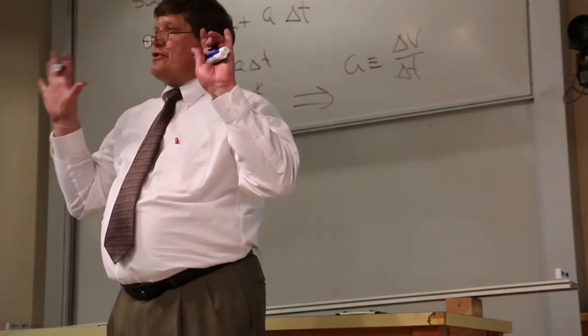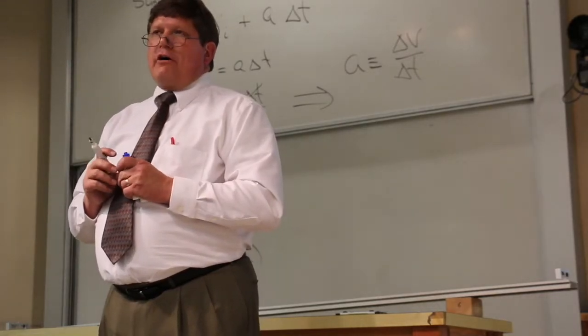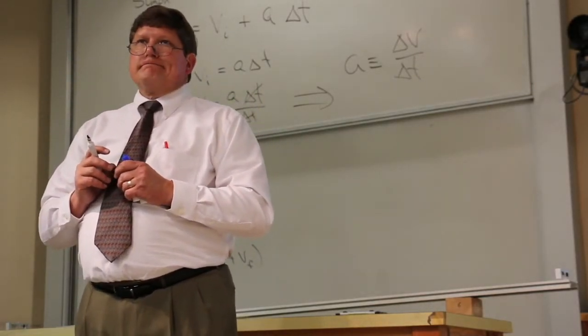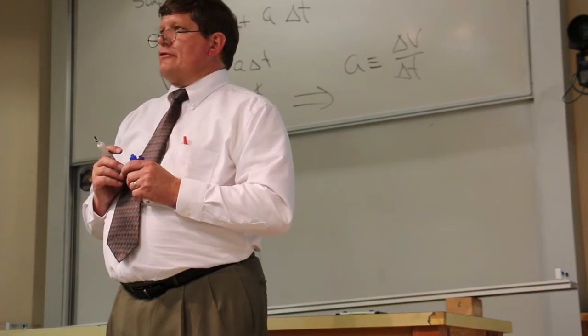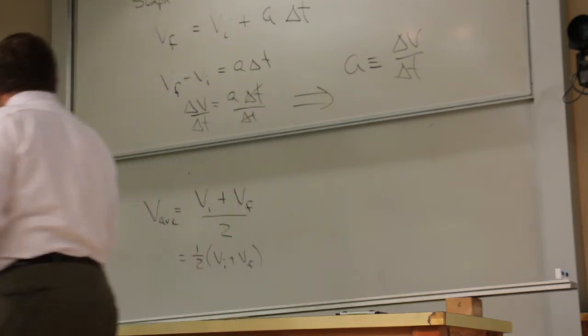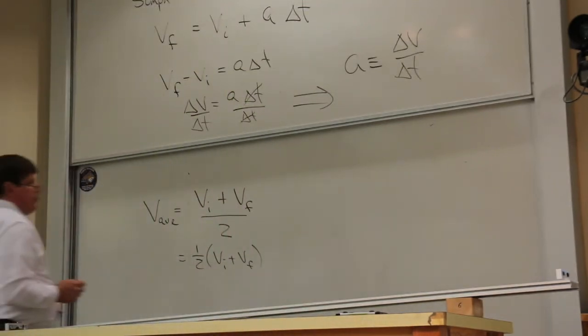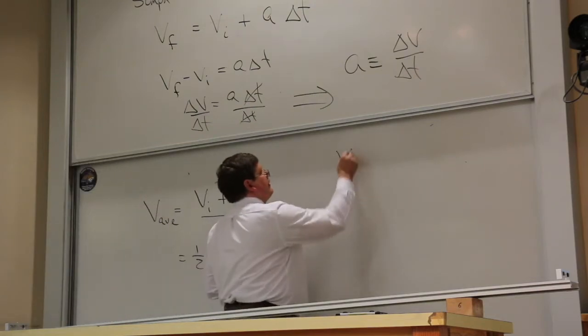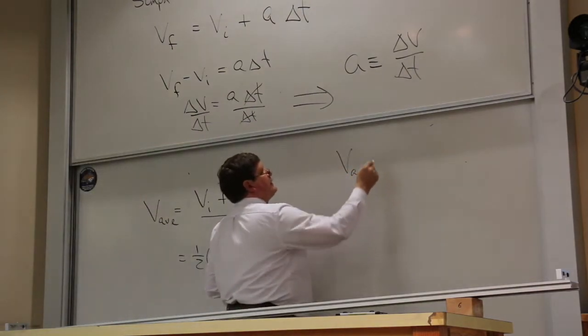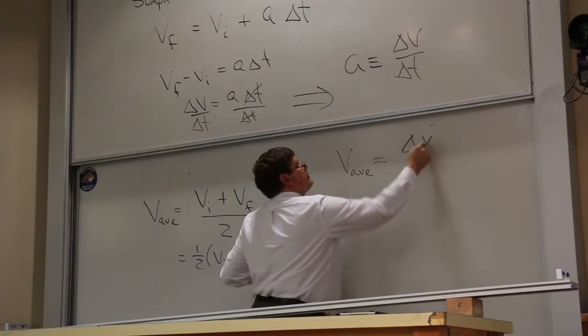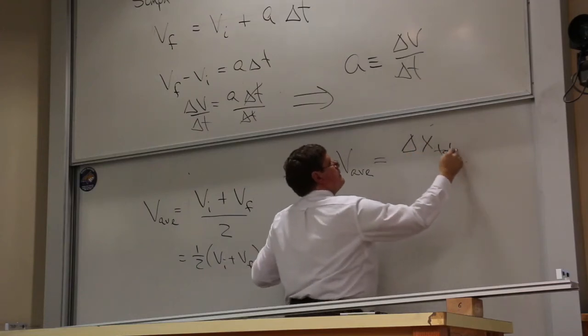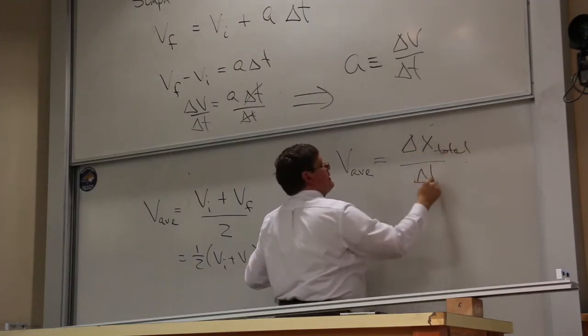And she did that for 10 seconds. How far are the brothers apart? 60 meters. Now, what we used was the operational definition of average velocity. It was just the total distance divided by the total time.